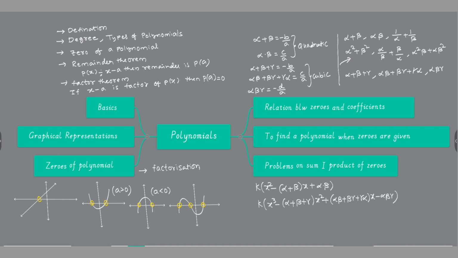Hope polynomials is also completed. The main important concepts I covered. It will help you. What the important formulae are, how to remember them. Now let us see the third chapter, that is pair of linear equations in two variables.